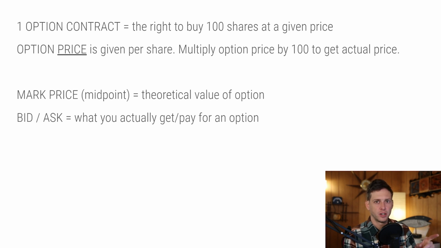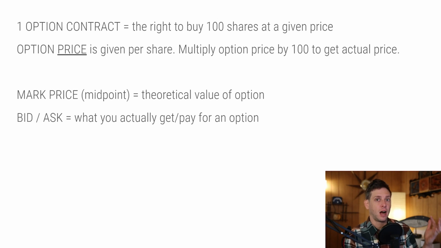One option contract is equal to the right to buy 100 shares of the underlying stock at a given price. For whatever reason, they package them in 100 shares, and they don't package them in any other shares. You can't buy 25 shares or 50 shares. It's always going to be 100 shares of the underlying stock, and that is represented by one option contract.